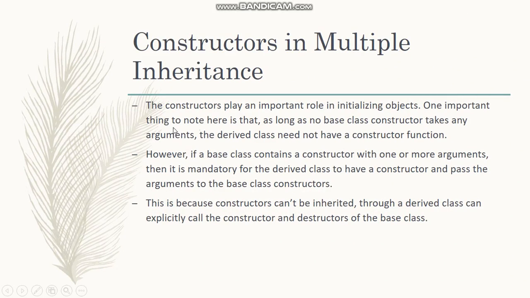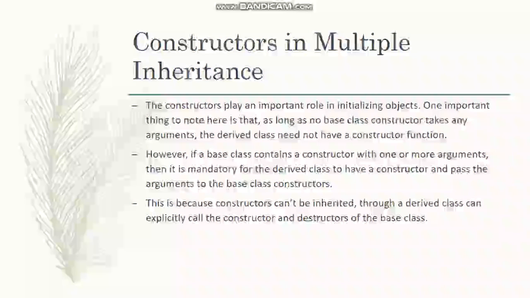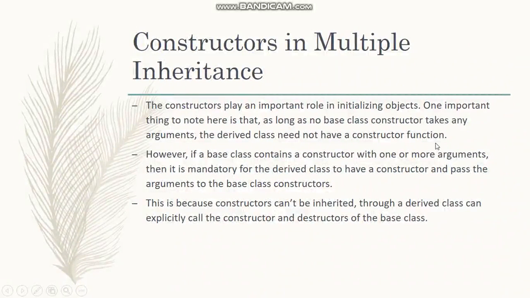One important thing to note here is that as long as no base class constructor takes any argument, the derived class need not have a constructor function. So it says that the derived class will not have a constructor if the base class has no argument in the constructor. However, if a base class contains a constructor with one or more arguments, then it is mandatory for the derived class to have a constructor and pass the argument to the base class constructor.